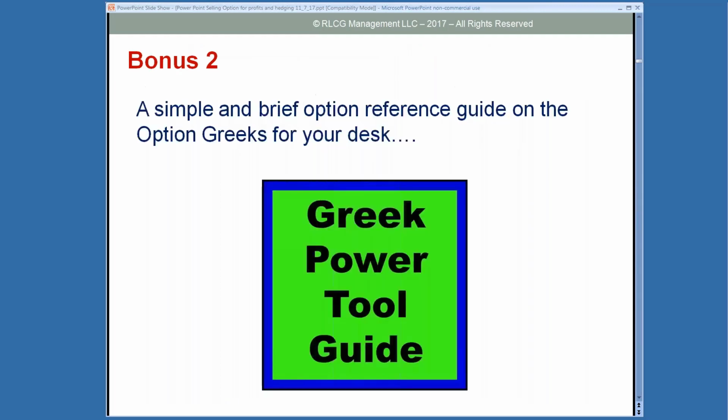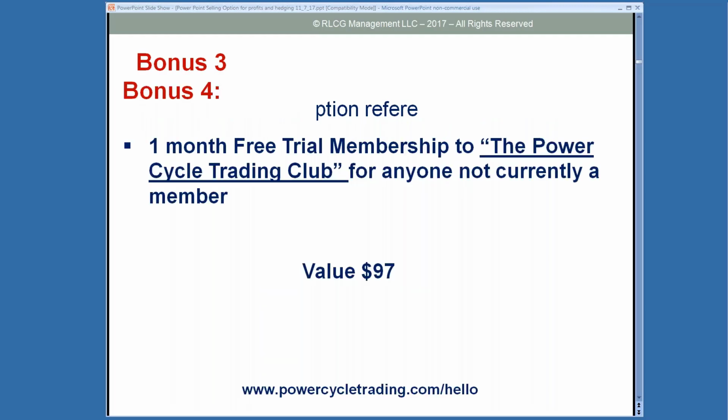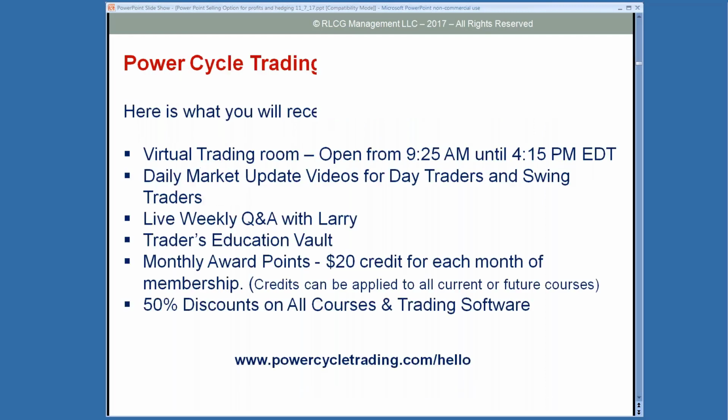Then you'll get the option 15 strategy guide here, 15 of my favorite strategies, what the risk profile is, and how they're used. And then you'll get these, which are for you to print out and put on your desktop. You'll get my Greek power tool guide here that you can put on your desktop: what is delta, theta, gamma. So you have a quick reference guide.